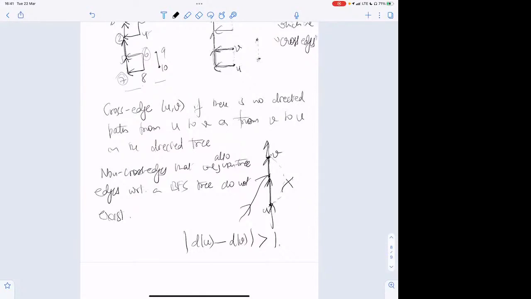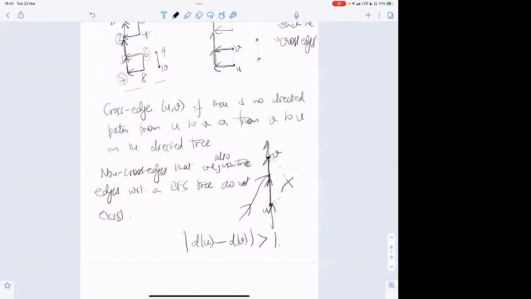And this cannot occur. Why can't it occur? For the reason that you just said: at this point you would have been explored first. This is not a shortest path from S to U. In this case, there's a shorter path from V directly to U, so that would have been explored first. Correct?